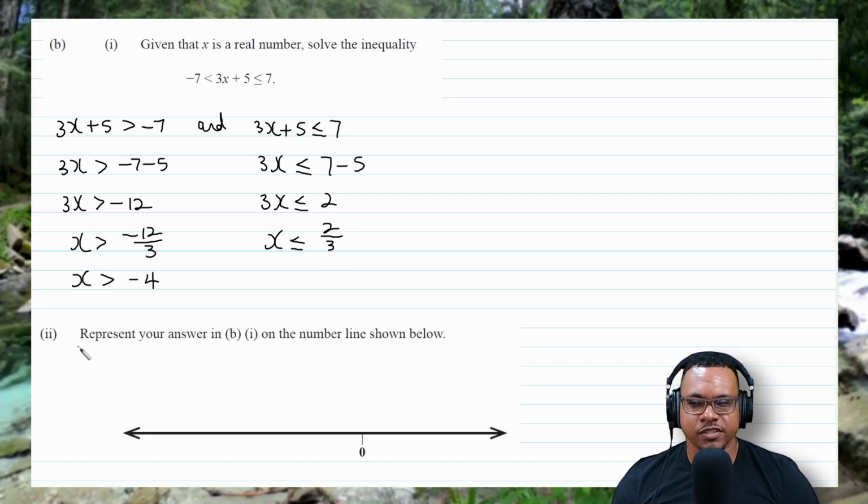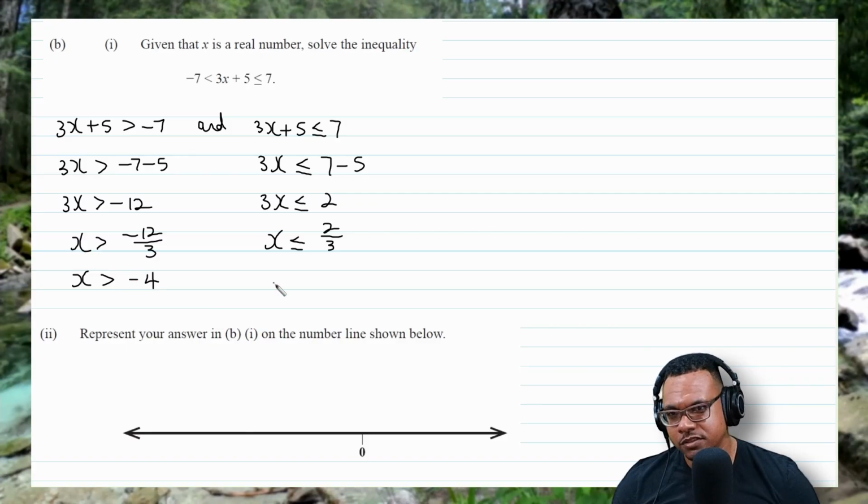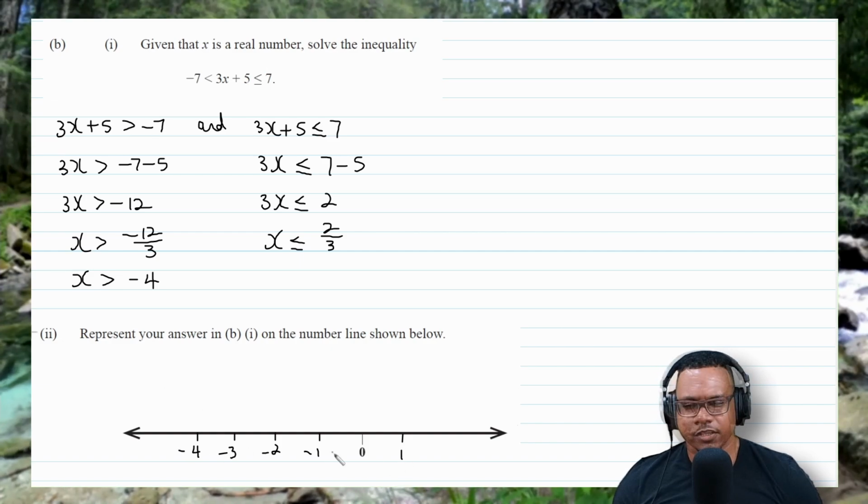So for part 2, they want us to represent our answer in part 1, which is this, on this number line. So let's put in some numbers here. I need to cover negative 4 to positive 2/3. So let's go up to like positive 1. So here I have my number line labeled. Since this is 0, I have my negative numbers on the left-hand side, and of course my positive numbers on the right-hand side.